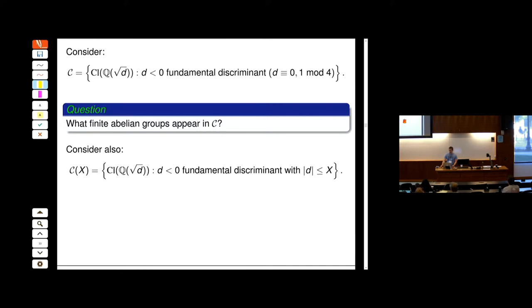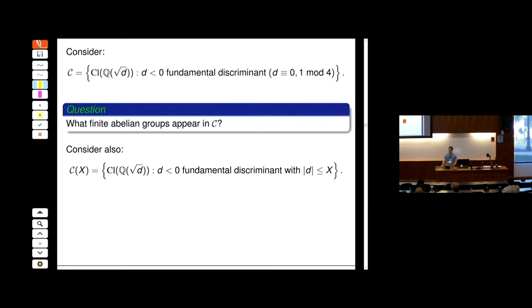I'm also going to consider asymptotics: we would like to know also up to a height, what should we expect up to a height? And this is something that you can actually do quite a lot. Gauss already gave an average size of the class group of an imaginary quadratic field.